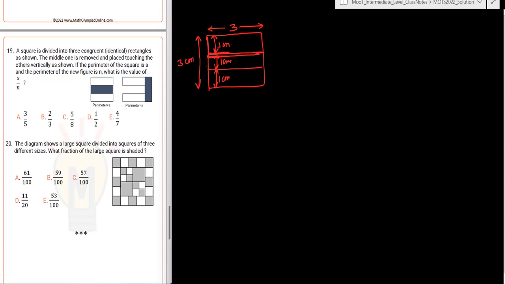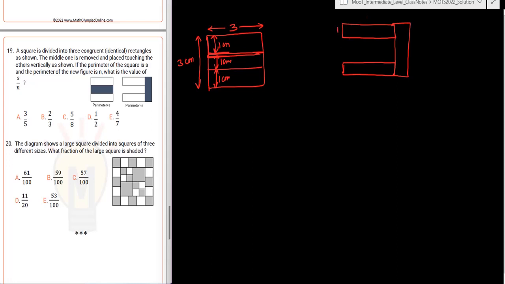Right? That's what is given in the question. It's divided into 3 congruent rectangles, identical rectangles. That means they should all have the same width. So because I know it is divided into 3, I took the overall square side as 3 centimeters. Then I get 1, 1, 1. I avoid fractions that way. Now the new shape is shown here. The center rectangle is removed and made to stand touching these two sides like this. Now it's easy to find the perimeter of this new one.